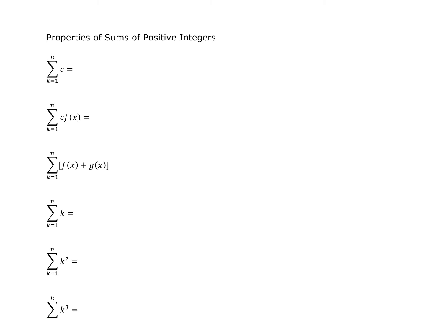The first rule we have here is the sum of the constants. So k equals 1 to n of c. Keep in mind all of these start at k equals 1, and that's going to become important here, and I'll show you at the end why. But the sum of the constants is just the upper limit times the constant. So for example, if you did the sum of the 4s from k equals 1 to 7, you would just get 7 times 4, or 28.